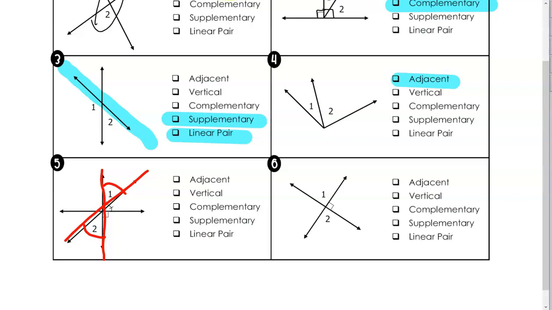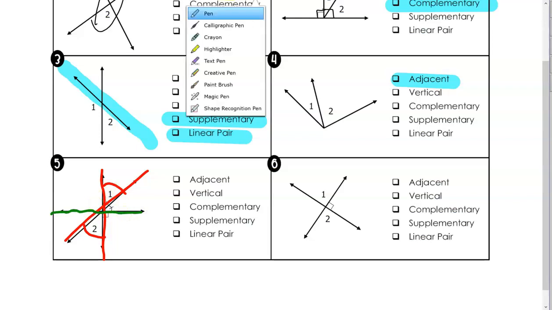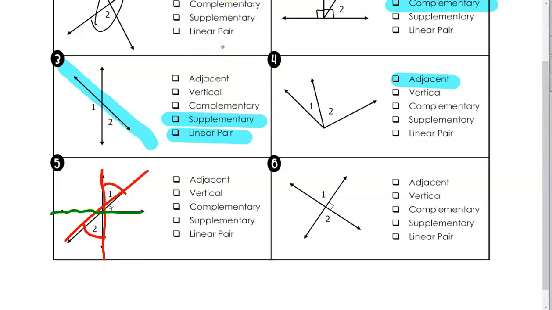If I were to eliminate this line, like this line didn't exist, and we're left with the 1 and 2, those are our vertical angles. So sometimes you have to use your imagination a little bit to see what you're looking at. Those are vertical angles. And same thing with number 6. Those are also vertical angles. And technically, they'd both be 90 degrees, so they're also supplementary.